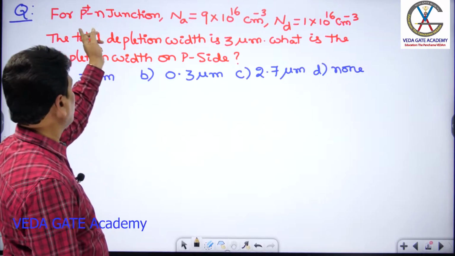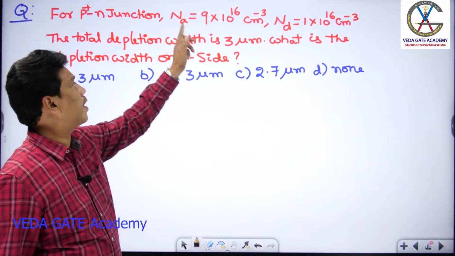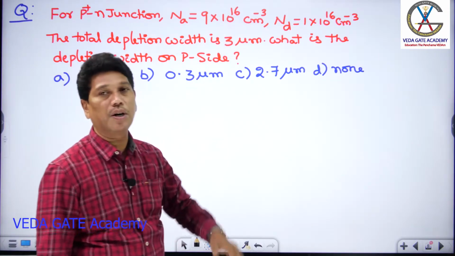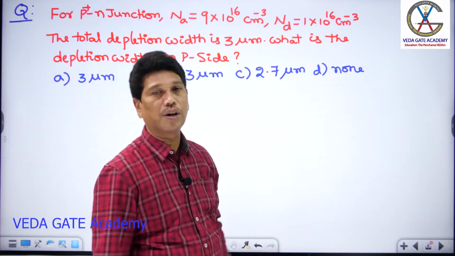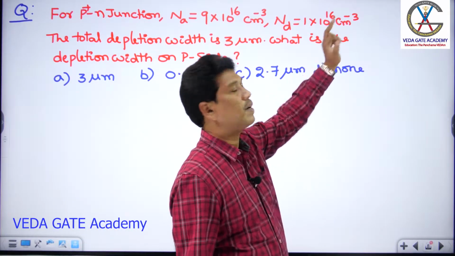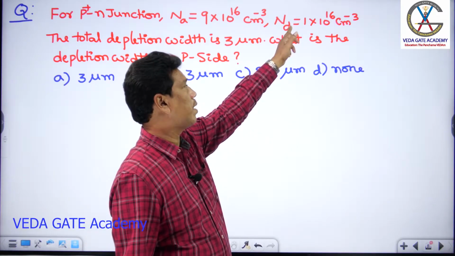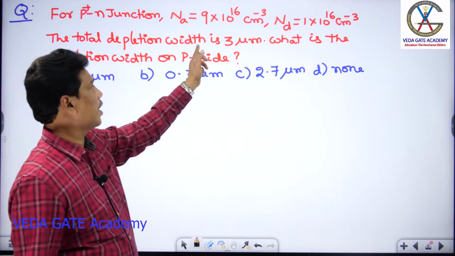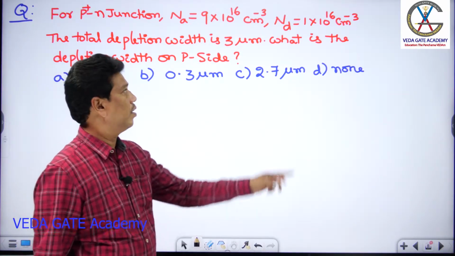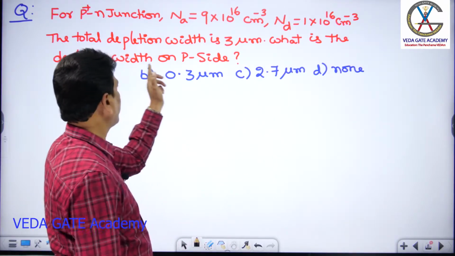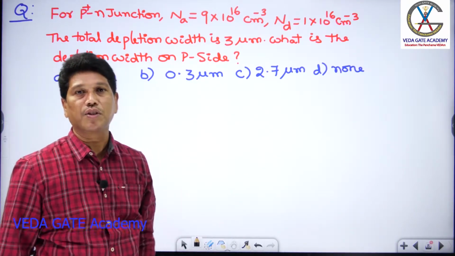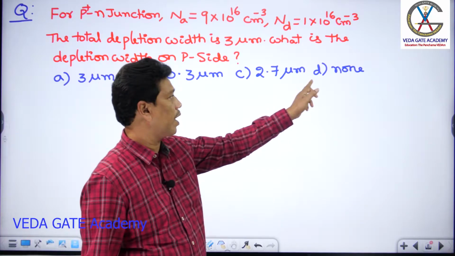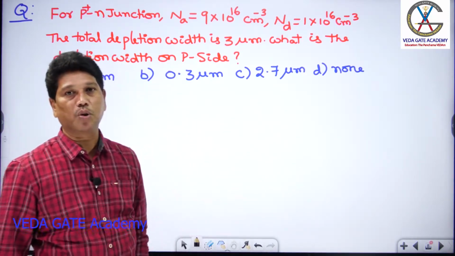See this one now. For a P plus N junction, NA, the acceptor density on the P side, is given as 9 into 10 power 16 per centimeter cube. ND stands for donor density, given as 1 into 10 power 16 per centimeter cube. So the doping density on the N side and the doping density on the P side are given. The total depletion layer width is 3 micrometer, and calculate the width of the depletion region on P side. The options are 3 micrometer, 0.3 micrometer, 2.7 micrometer, and none of these. So this is the objective model, right?